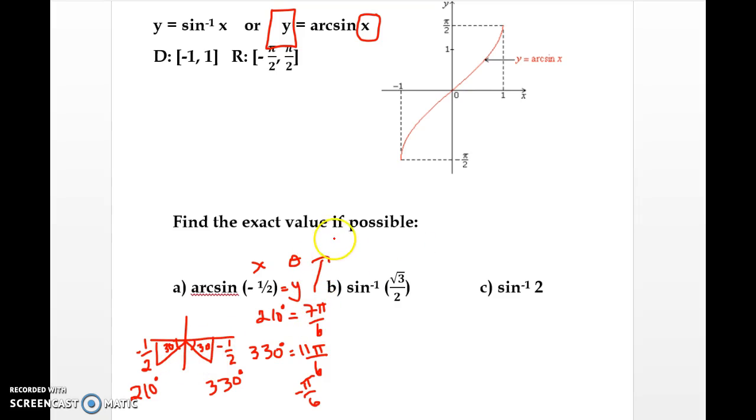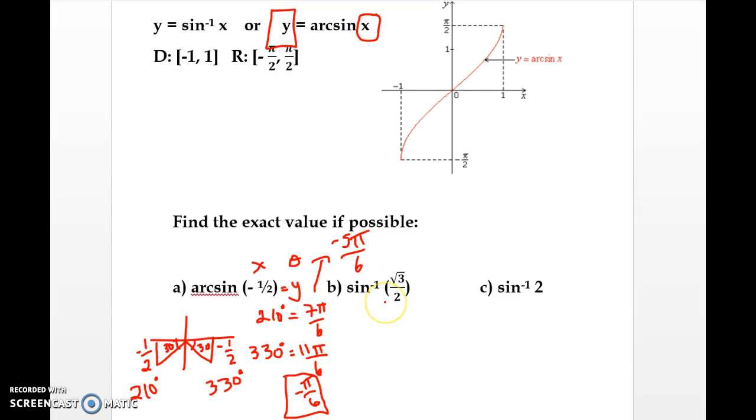I'm going to put that up here. So negative 5 pi over 6 is more negative than negative pi over 2, so that doesn't fit. But negative pi over 6 does fit. So this is our answer.